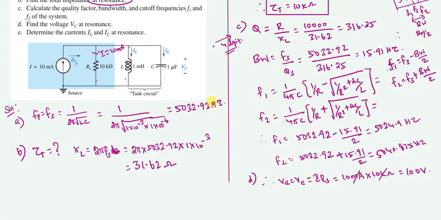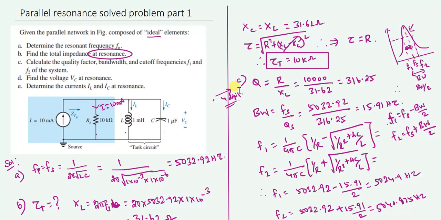The next one is determine the currents IL and IC at resonance. It is very simple. IL is equal to, we know that these elements are connected in parallel. So therefore IL is equal to V divided by XL. Here V is equal to VR or VC, whatever you take. Here it is 100 volt divided by the value of XL. What we derived here is 31.62.